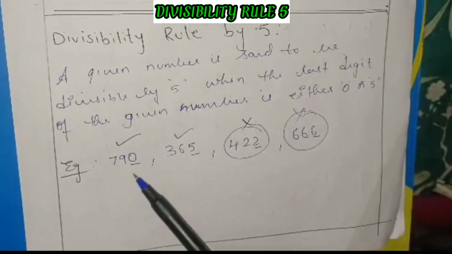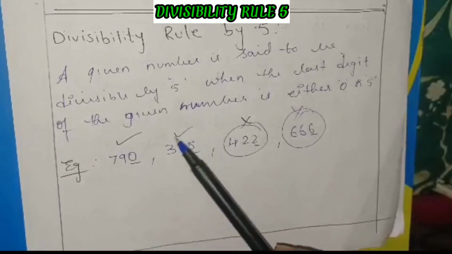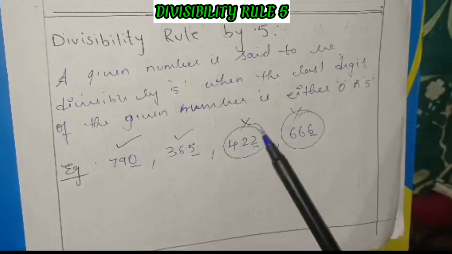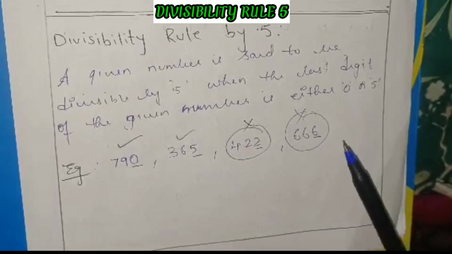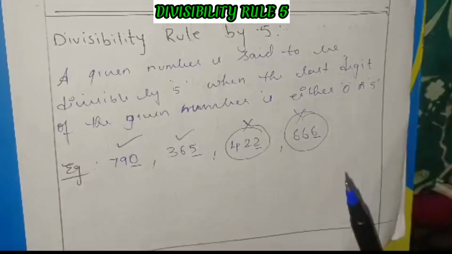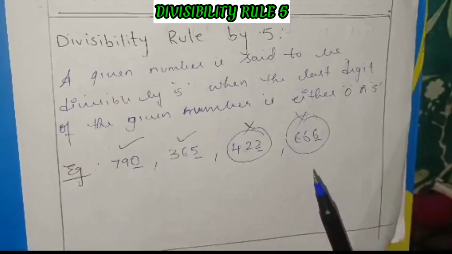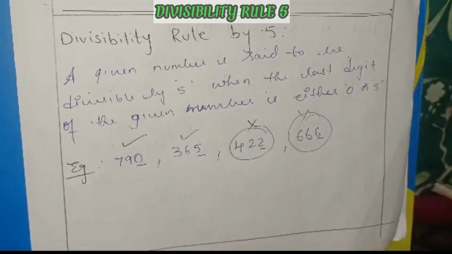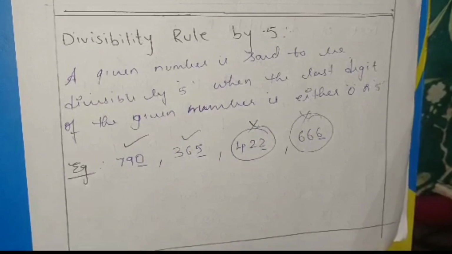Here, see, 790 is divisible by 5, 365 is divisible by 5. 422: here the last digit is 2, so this is not divisible by 5. 666: here the last digit is 6, so it is not divisible by 5. So this is how we use this rule for finding out the divisibility of a number by 5. Now we are going to see the next rule.